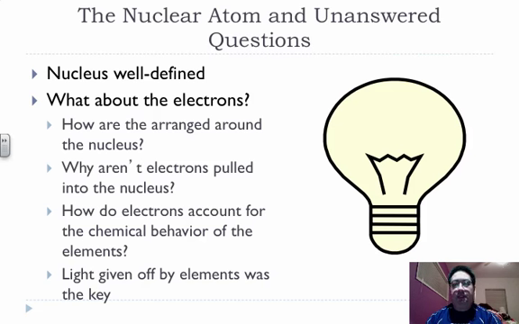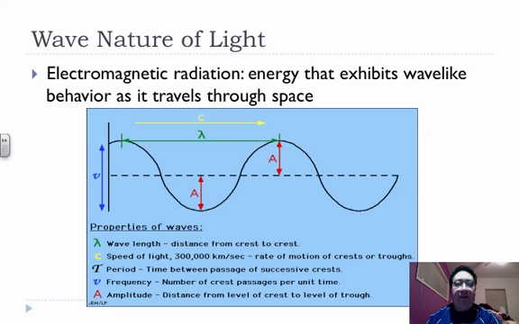So the wave nature of light, we've talked about the EM spectrum, and the idea here is that all energy exhibits wave-like behavior as it travels through space in a linear fashion. So the path is linear, but the actual energy will move in a wave-like pattern. And this little slide kind of illustrates this idea. So the idea here is that all EM moves at the speed of light, no matter what.